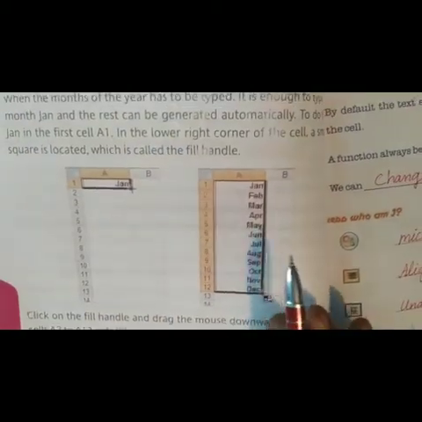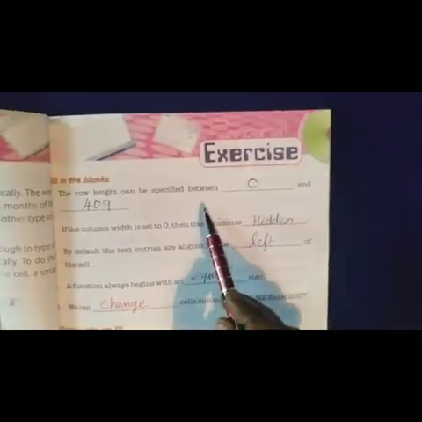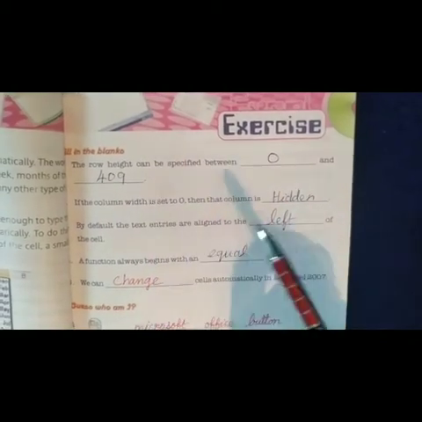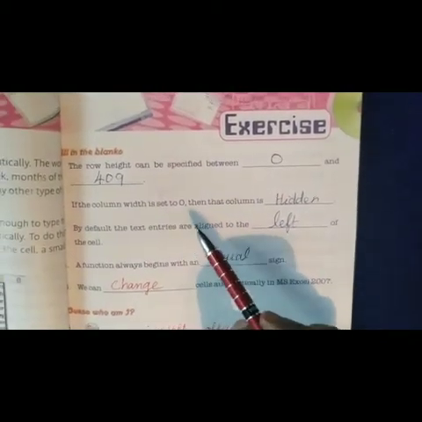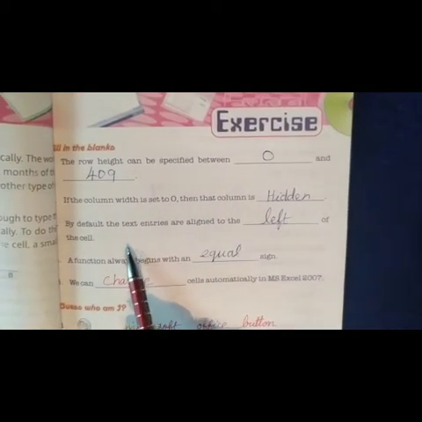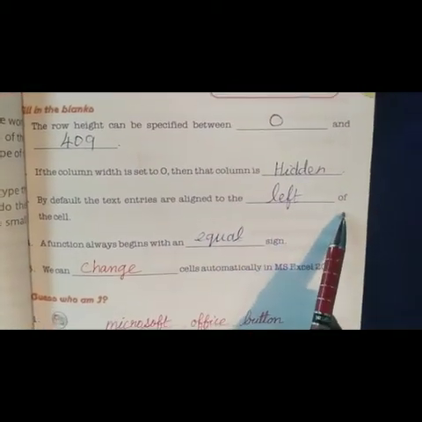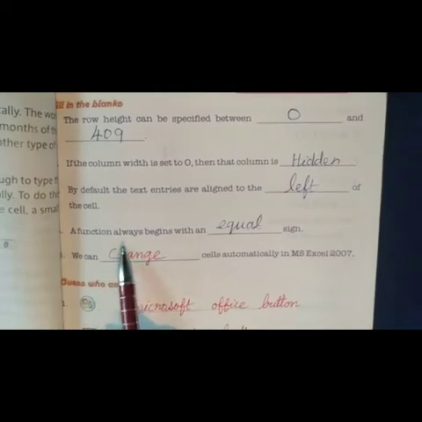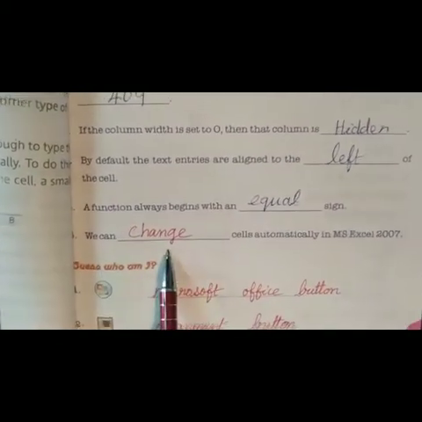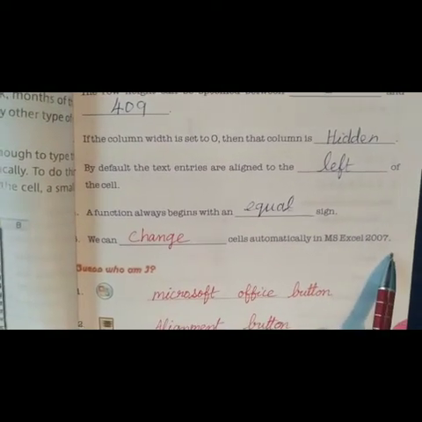Okay children, I hope you all understand these lessons. Next you see the exercise. The row height can be specified between 0 and 409. If the column width is set to 0, then that column is hidden. By default, text entries are aligned to the left of the cell. A function always begins with an equal sign. We can fill cells automatically in MS Excel 2007.